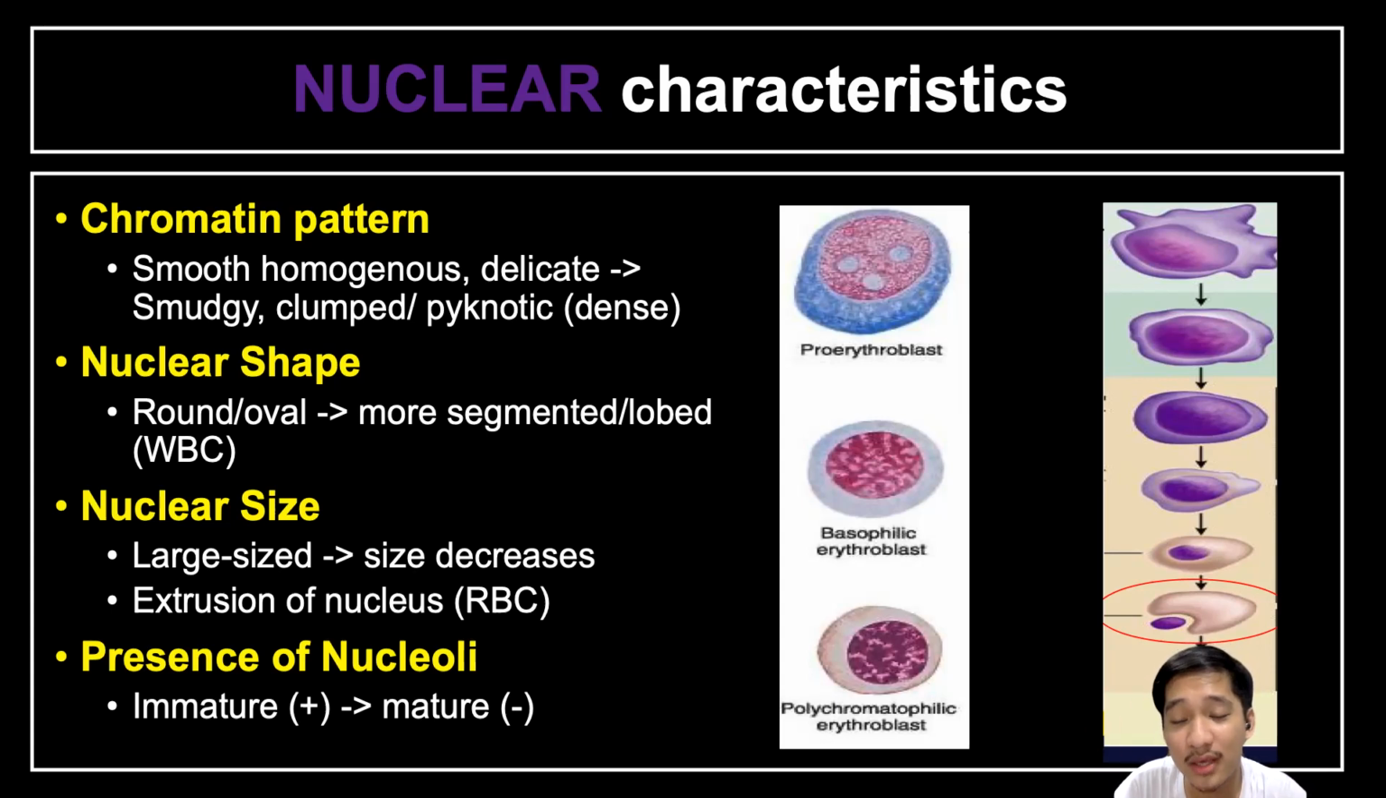And there would also be extrusion of the nucleus. This is only true for the RBC. Here at my back, we have a nucleus, and at this stage there would be an extrusion of the nucleus of the red blood cell to form the mature erythrocyte. And then again, the presence of nucleoli: immature cells have nucleoli, and when they mature, they lose their nucleoli.